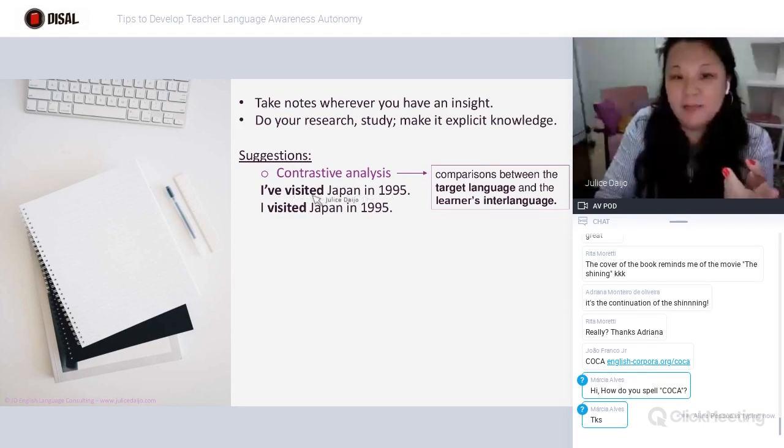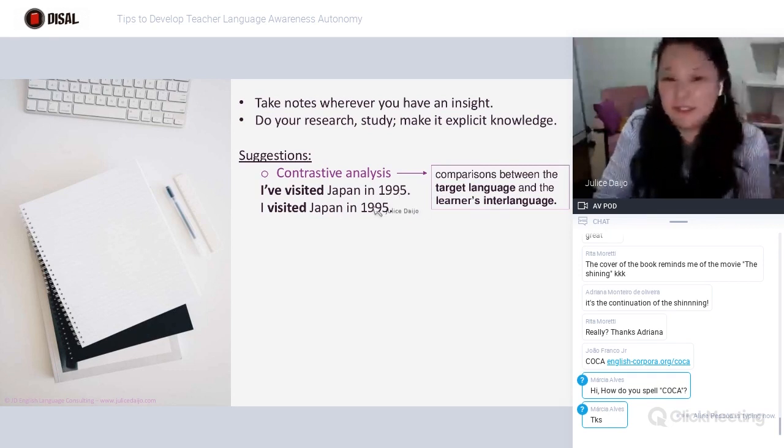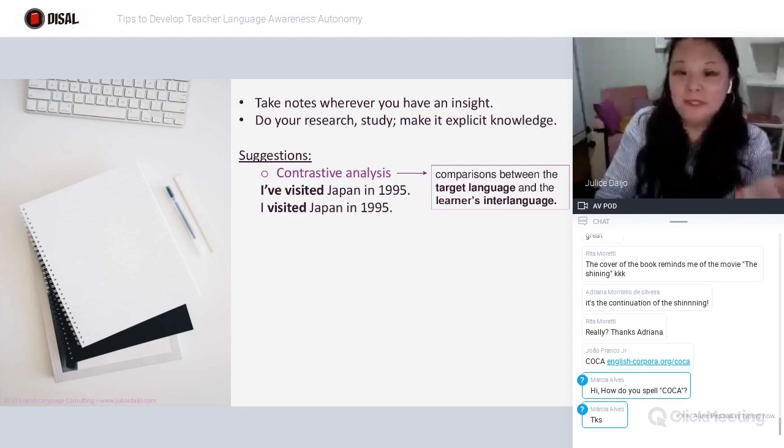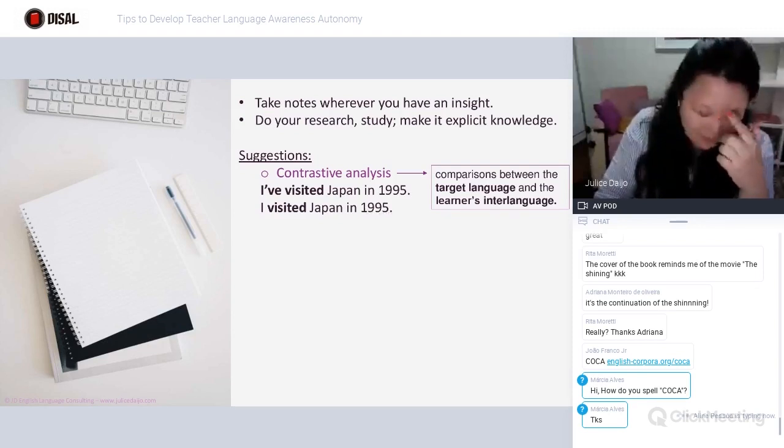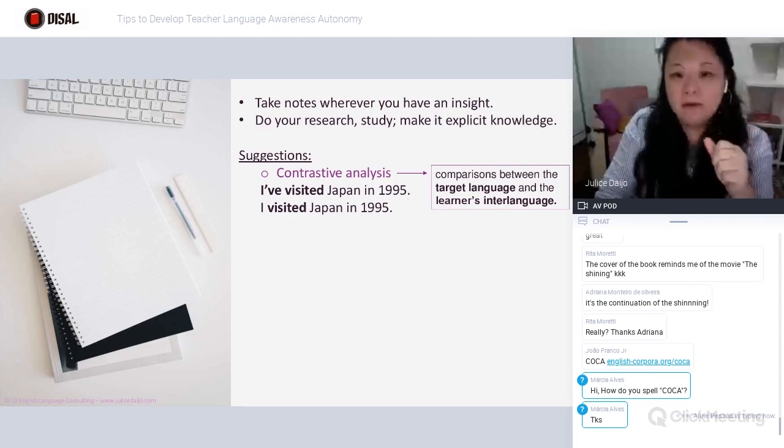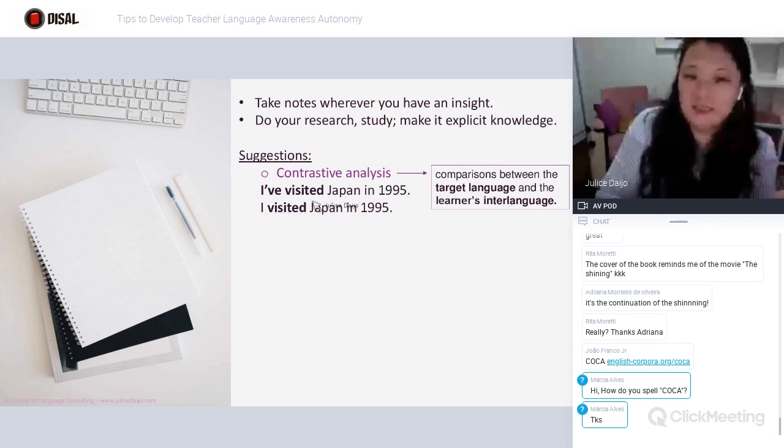So in this case here, the target language is clearly present perfect. And what the person already knew, which is part of our interlanguage, is that we don't use present perfect with specific time. And then after some research, we found out that yes, we do. Scott Thornbury mentions it actually even in a video. I think he's talking about tense and aspect. So can I say I visited Japan in 1995? You can. And most course books bring it as wrong, or they don't even mention it, as opposed to I have visited Japan in 1995.